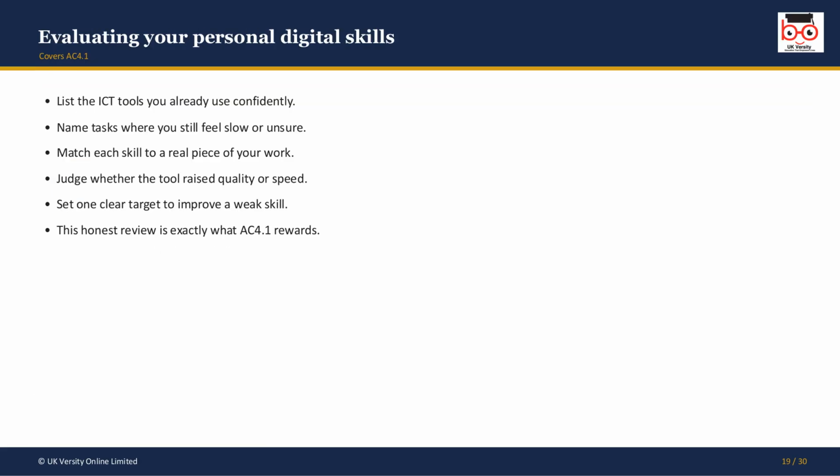This outcome also asks you to turn the lens on yourself. List the ICT tools you already use confidently, and name the tasks where you still feel slow or unsure. Match each skill to a real piece of your work and judge whether the tool genuinely raised your quality or your speed. Then set one clear target to improve a weak skill. That honest self-review is exactly what the criterion rewards.